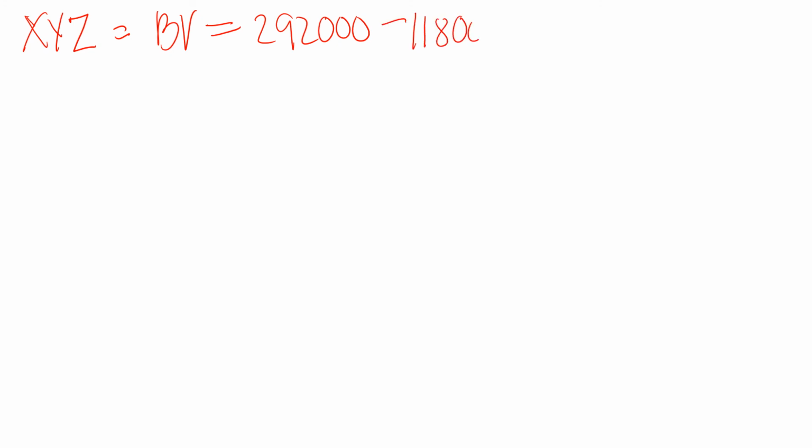Okay, so for the book of XYZ, remember, we need the book value. So, yung book value is the original cost, that is 292,000 minus accumulated depreciation, that is 118,000. Tama ba? So, 292 minus 118,000. So, yung book value of asset given up is 174,000. So, take note, naka-receive tayo ng cash.